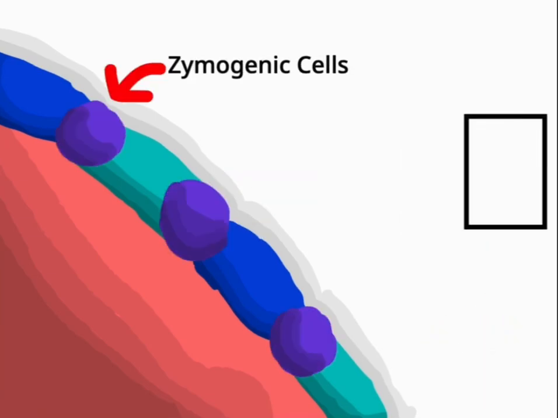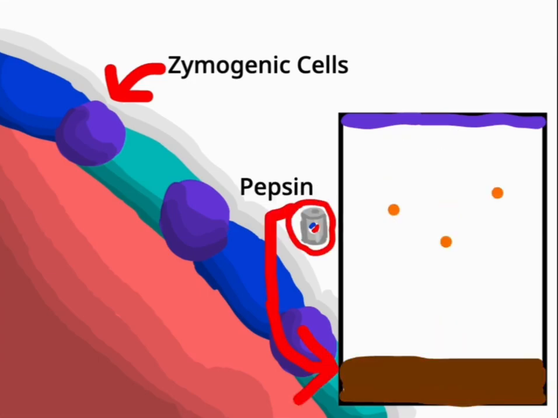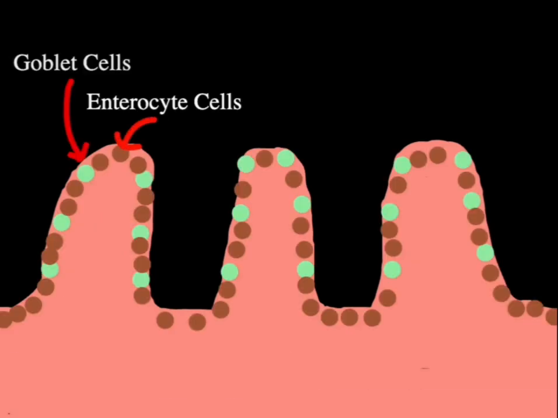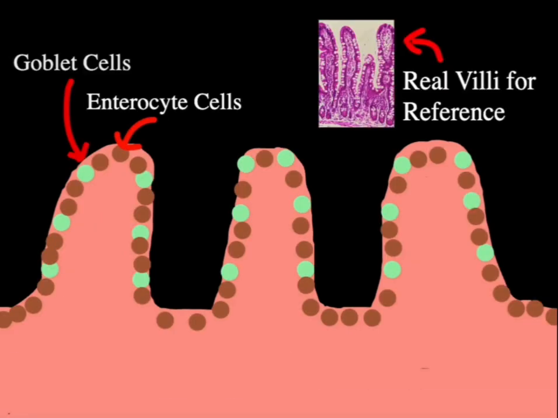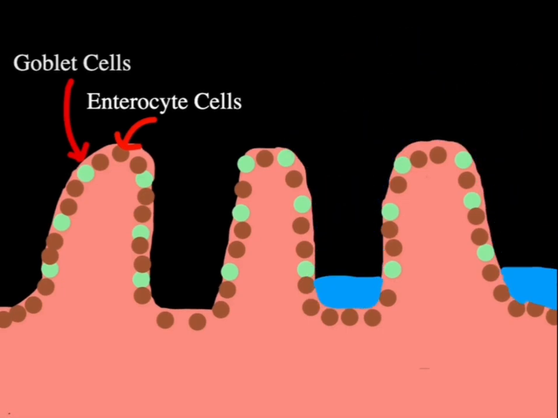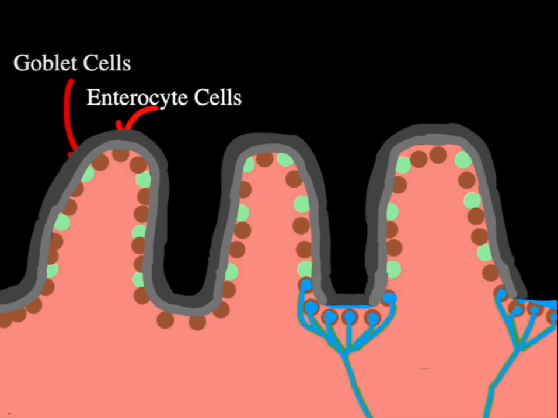Zymogenic cells will then secrete pepsinogen, which acid will turn into pepsin, and this pepsin breaks down proteins into amino acids to start going into nutrient absorption. The way it's going to absorb these nutrients is through villi-like systems with goblet and enterocyte cells, which will form these villi formations, which will break down nutrients automatically, and then goblet cells will make more mucus to protect against acid, and the enterocytes will uptake nutrients through situations that will convert it into fat.